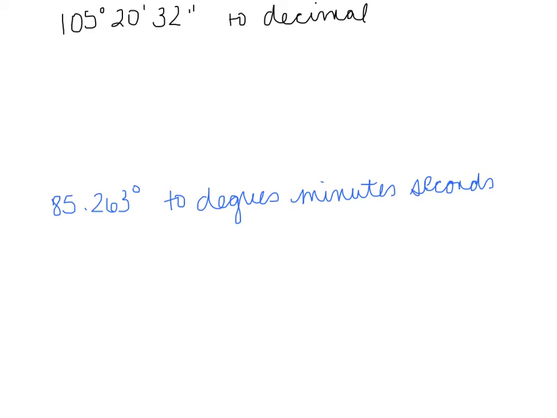Sometimes we need to convert our degrees, minutes, and seconds to decimals, and sometimes we have to convert back. So for the first one, we'll start with our 105 degrees. We know that a minute is a 60th of a degree, so 20 minutes is 20 60ths, and we'll need to add those together. A second is a 60th of a minute, which makes it a 3600th of a degree. So here we've got 32 3600ths. Now all we have to do is enter this into our calculators to get our decimal degrees.